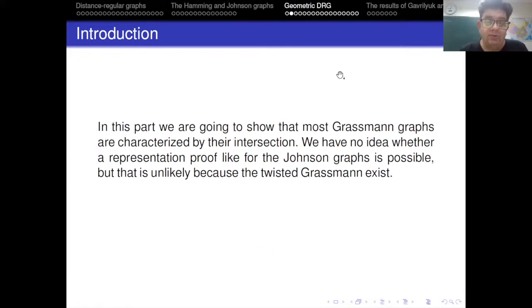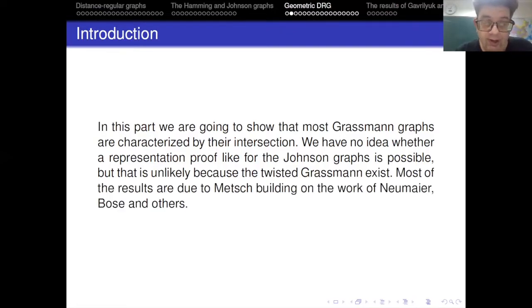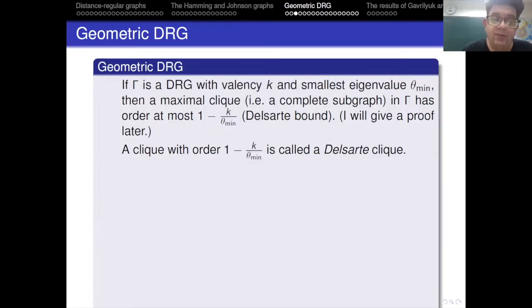In this part, we're going to show that most Grassmann graphs are characterized by their intersection numbers. We have no idea whether a representation proof like for the Johnson graphs is possible, but it looks quite unlikely because the twisted Grassmann graphs do exist. Most of the results I'm going to present are due to Metsch, building on the work by Bose, Neumaier, and others.